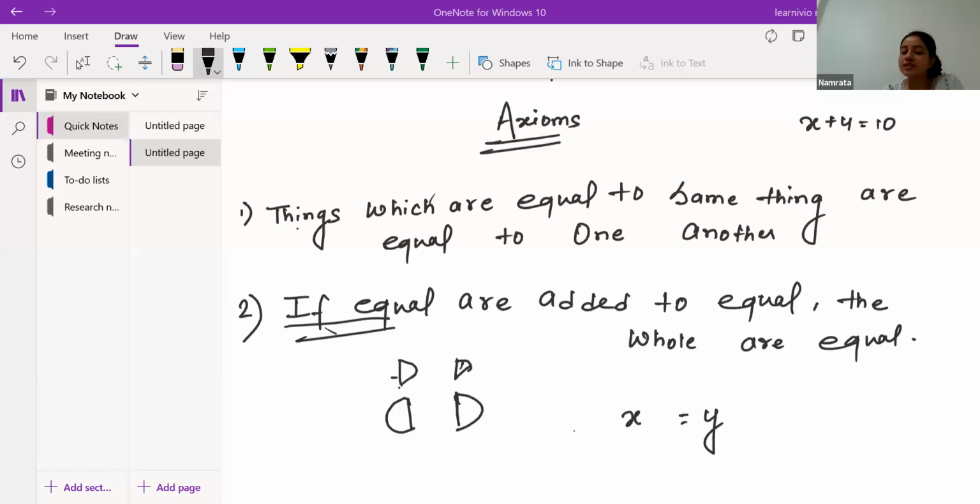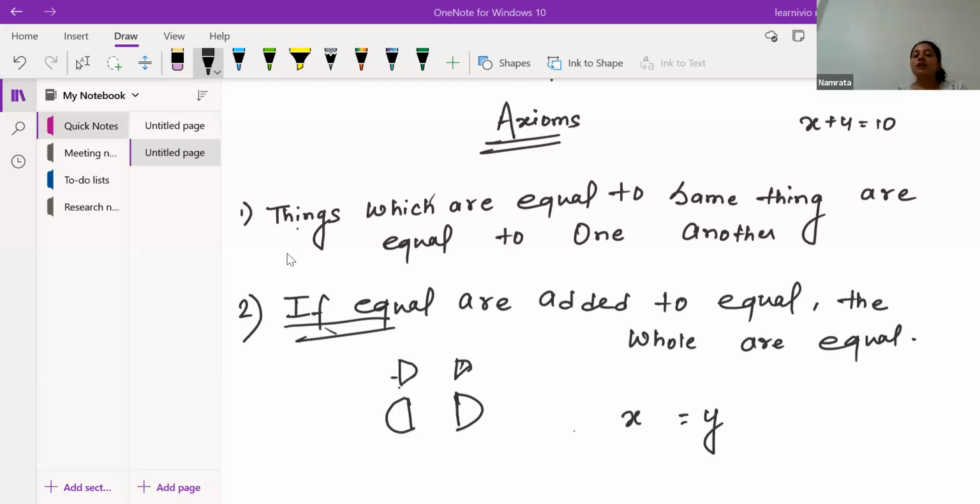Suppose in terms of equation, how to understand it? Suppose x is equal to y. I cannot see the screen. Can you see the screen? Yes, ma'am, now I can see.